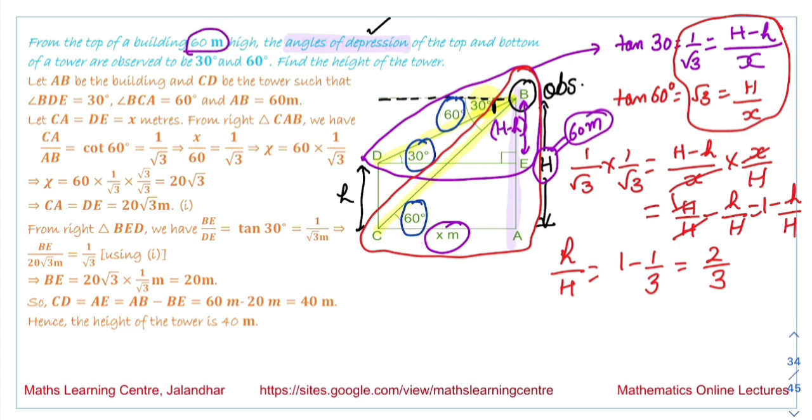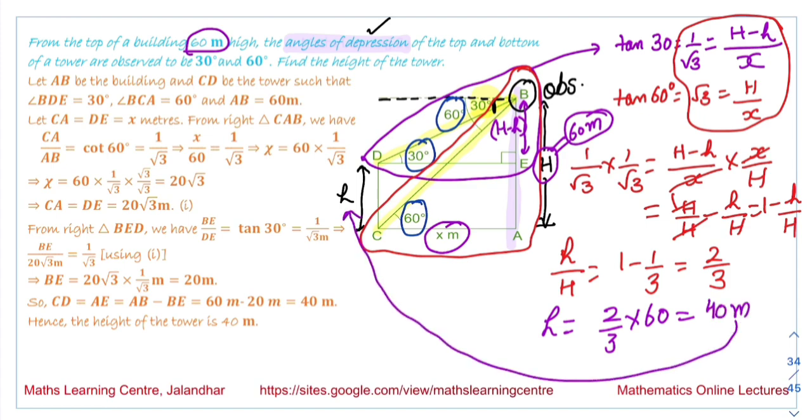Now the value of capital H is given to be 60 meter. We are observing from the height of 60 meter. So we get h is equal to 2 by 3 into 60, and the answer we obtain is 40 meters. So the height of this smaller building will be 40 meters.